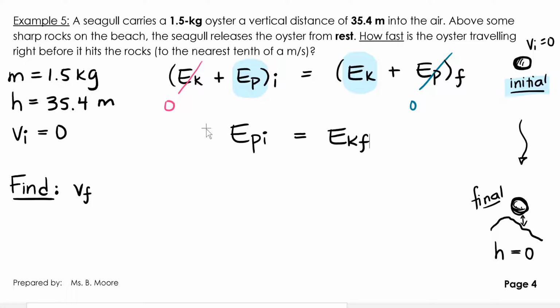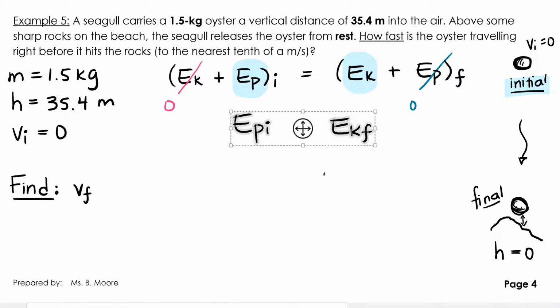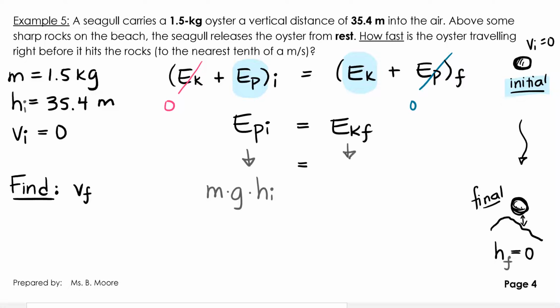Once we've got that, it's time to substitute in formulas for each of these quantities. Our formula for potential energy is mass times gravitational acceleration times initial height, or h_i, which I'm going to use to distinguish between final height, which is zero. Our kinetic energy formula is 1/2 times mass times speed squared, which I'm going to further confirm is our final speed, v_f, not the initial speed, which was zero.